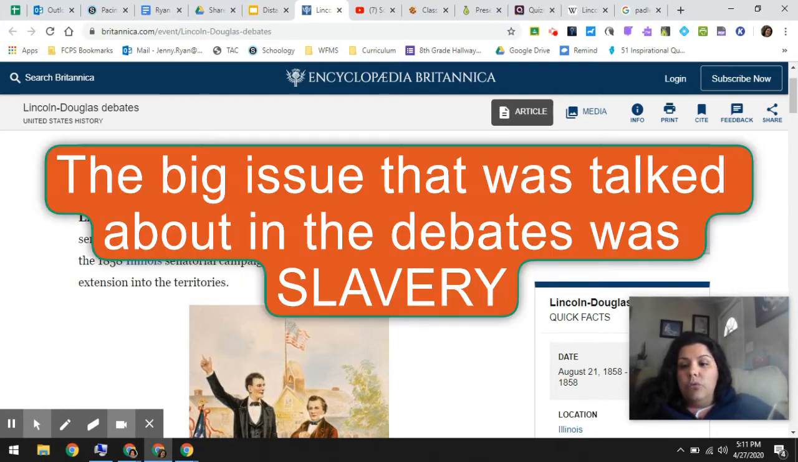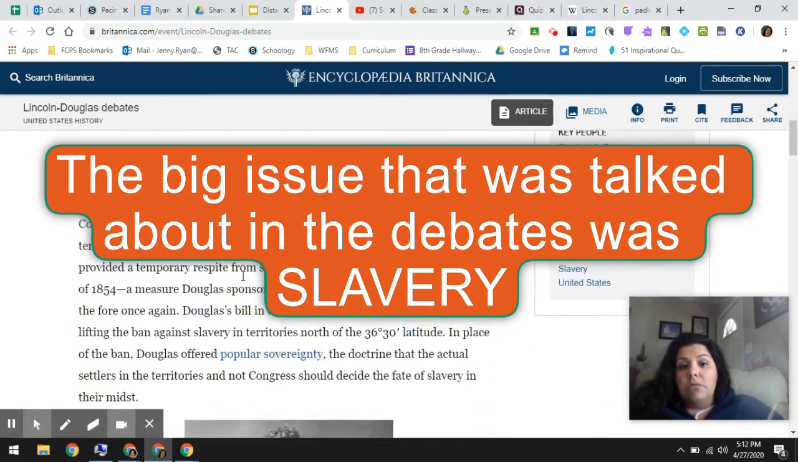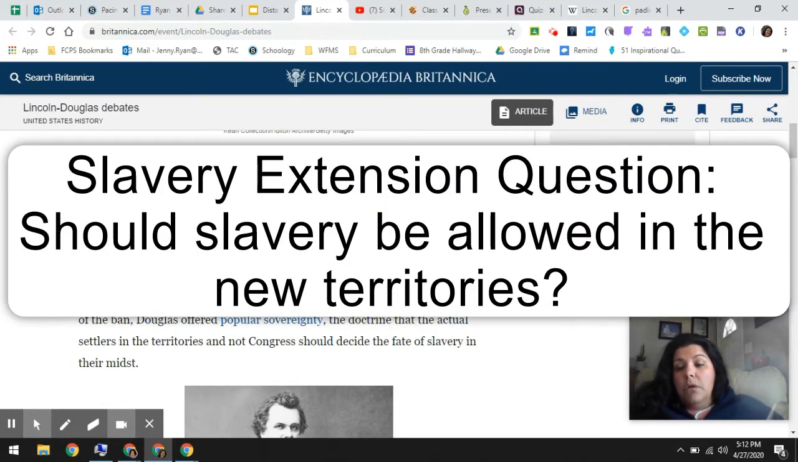And their big issue, the big thing that they all wanted to talk about, was whether or not slavery would be allowed in the new territories in the United States. So these two gentlemen had 7 debates. They had discussions with each other, and often they talked about slavery. The slavery extension question. So that's, remember, slavery going into the new territories in the United States. And remember, before we stayed home, we talked about territories when we talked about westward expansion. So now the big question is, will they allow slaves in that territory or not?